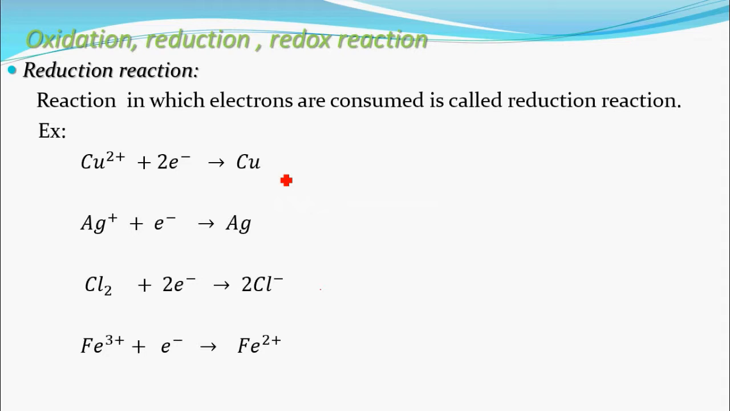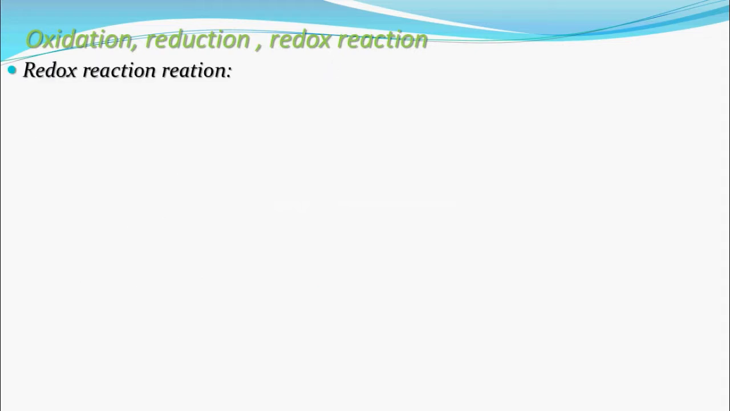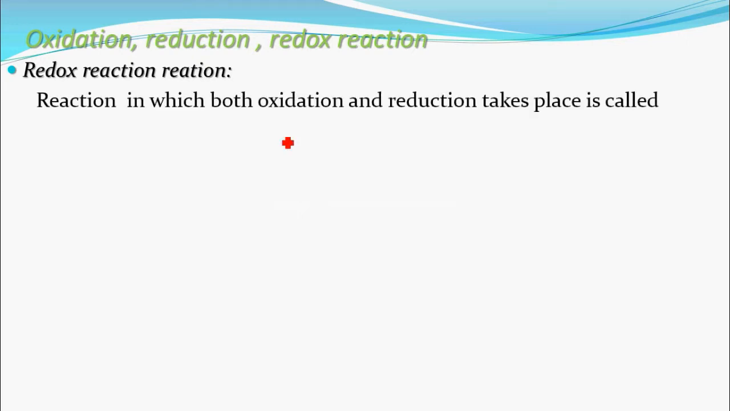Now, what is a redox reaction? A redox reaction is the reaction in which both oxidation and reduction take place. The name itself indicates it: red means reduction, ox means oxidation. The reaction in which both reduction and oxidation take place is called a redox reaction. See an example: Zn is oxidizing into Zn2+ ions and 2 electrons are liberated.